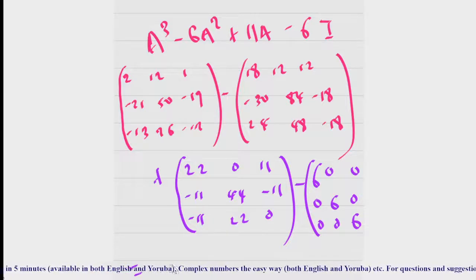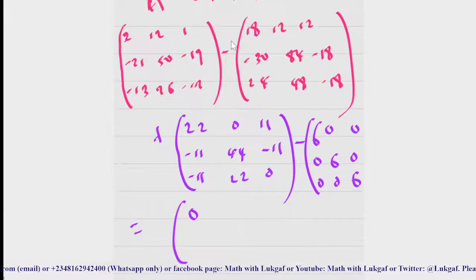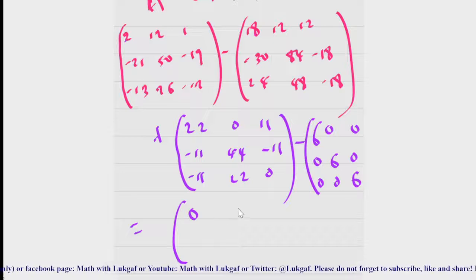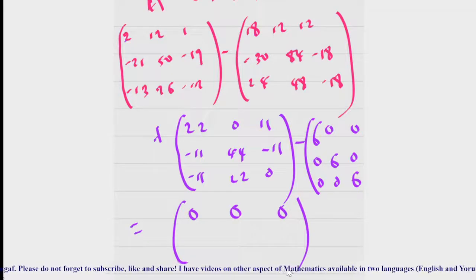Let us prove whether this is going to give us 0. Let's see if it's going to give us the zero matrix. Yeah, so the first one, 2 minus 18, that's minus 16. You understand now? So minus 16 plus 22, that's 6, and 6 minus 6 is going to be 0. Bravo, très bien. Okay, let us do the second one. 12 minus 12 is 0, plus 0, 0 plus 0, 0. Bravo, très bien. Okay, 1 minus 12, that is minus 11. Minus 11 plus 11, 0. 0 minus 0, that is 0. Bravo, excellent, très bien.